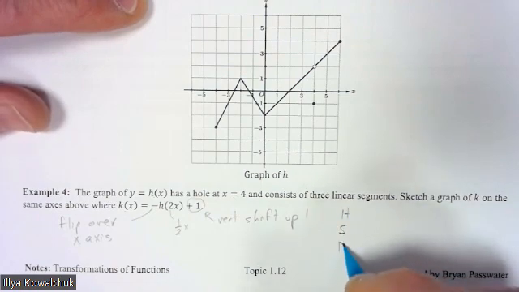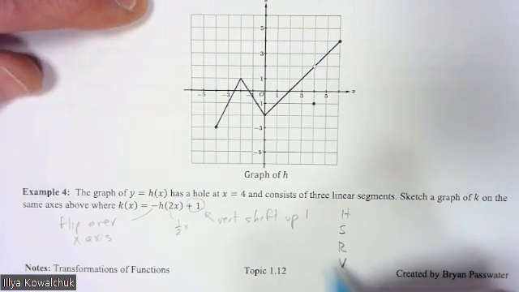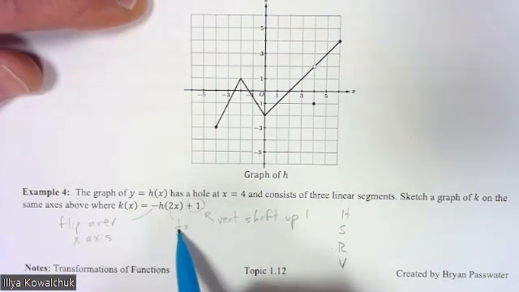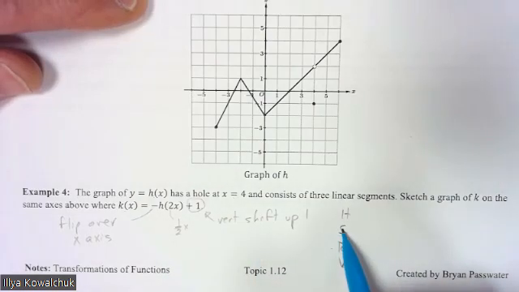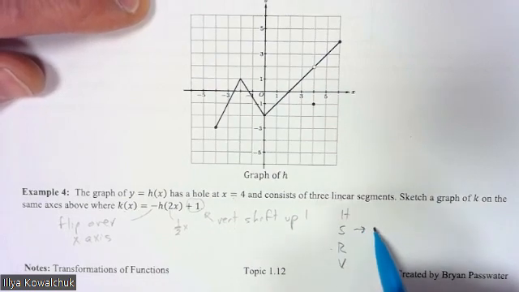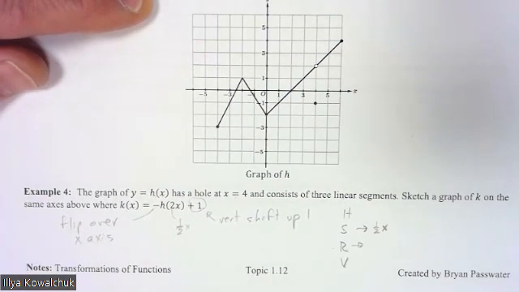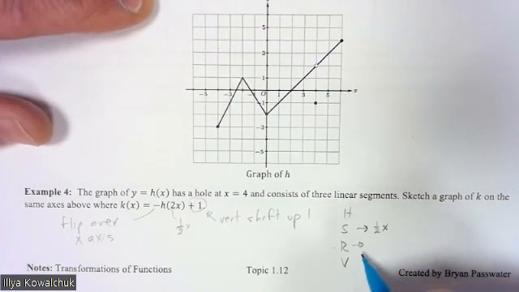H, S, R, V, horizontal shift, squish, reflection, vertical shift. Okay. So we have a flip over the x-axis, that's a reflection. And we have a horizontal stretch or compression. And we have a vertical shift. So first is going to be 1/2 of x, which means I'm going to get half the distance to the y-axis, right? If I'm half of my x. And then reflect is going to be over the x-axis.